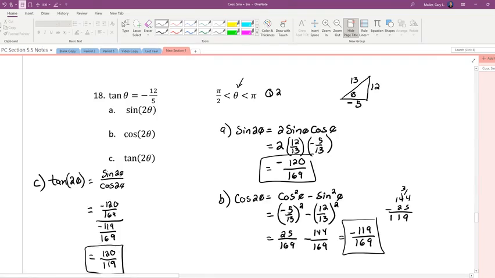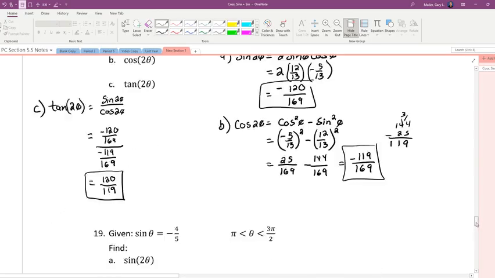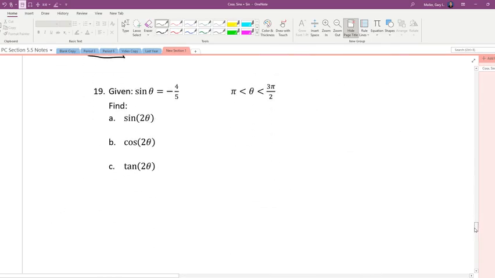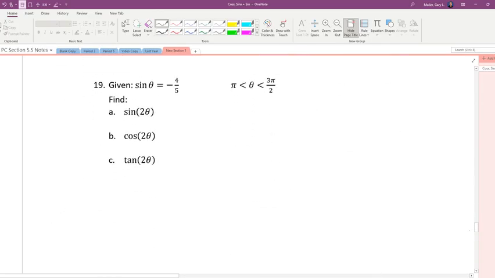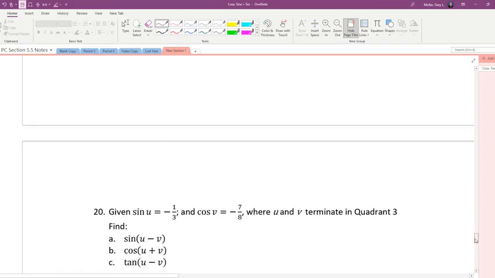Okay. Negatives cancel out. Looks good. All right, let's see what's left. All right, just another practice with this one. So I'm going to skip this one. I'm going to make note that we're in quadrant 3 this time. So when we make our triangle, both the x and the y will be negative. All right, so I'll let you do that.